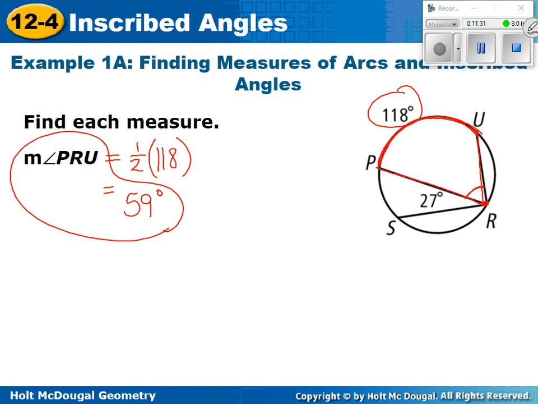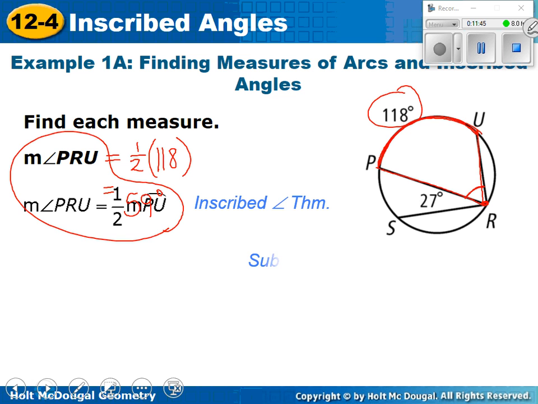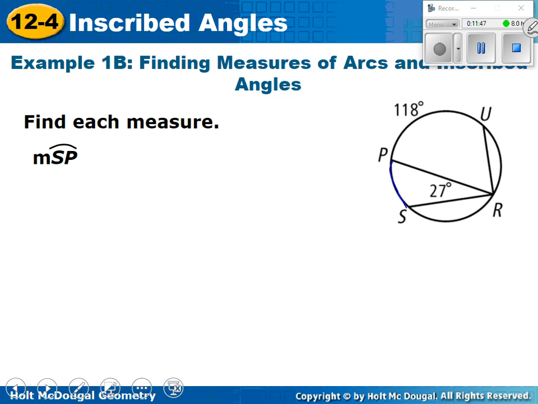Not hard. They get a little harder sometimes just because you may have to find an arc before you can answer the question, but the basic idea is pretty easy. It's just half the arc. So if you look at the next one, they're going to go the other direction. This time they want you to find the arc. Which arc?